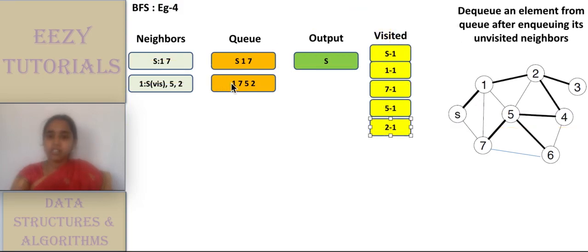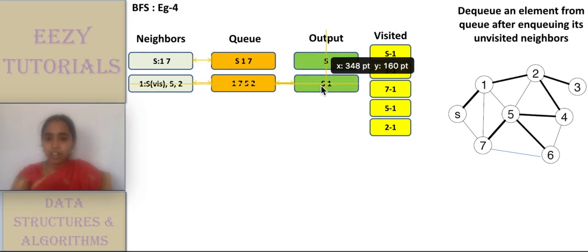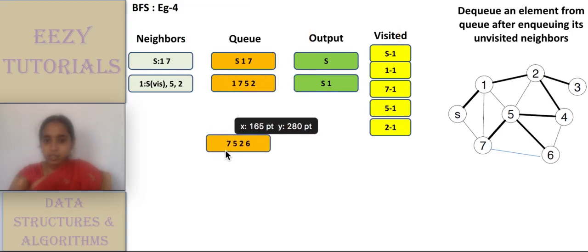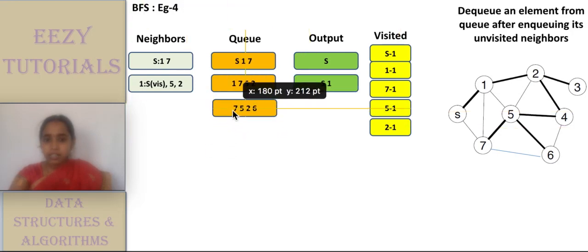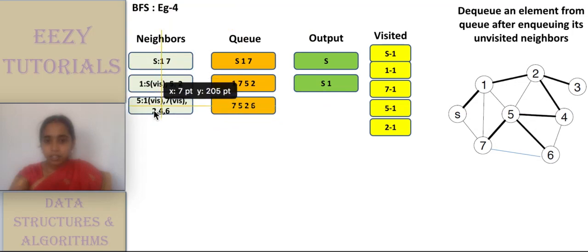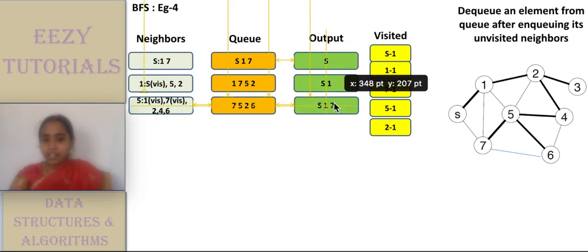After doing this process, I can dequeue 1 to the output screen. So S, 1 is my current output. Now I have completed 1. The next front element in the queue is 7. So if I want to dequeue 7 to the output screen, I want to know the neighbors of 7. The neighbors of 7 are S, 1, 5 and 6. So S is visited, 1 is also visited, 5 is also visited. The remaining thing is 6. So I am enqueuing 6 into the queue. After that I can dequeue 7.